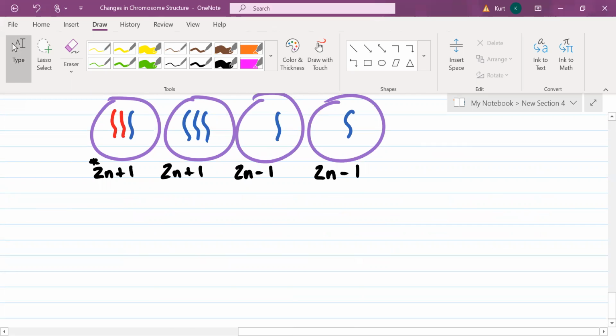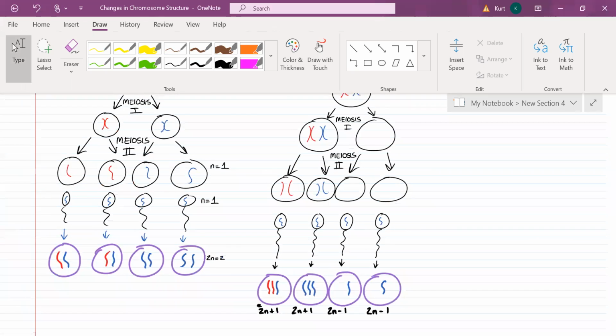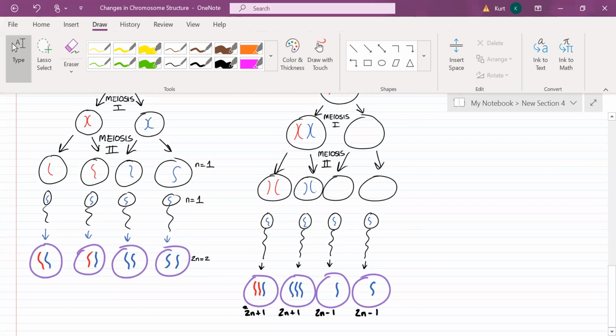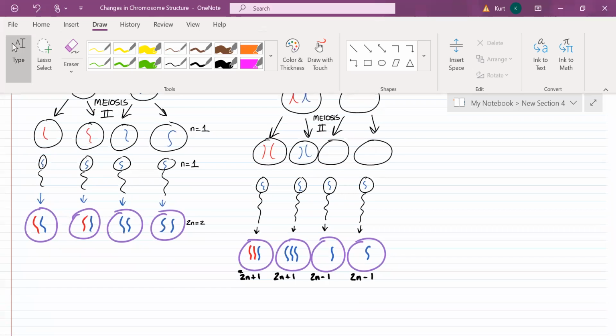So here's the big question I'd like to ask you. When you have non-disjunction take place in meiosis 1, what are the odds that you will form gametes that are aneuploidic? Is it 0%, 25%, 50%, 75%, or 100%? Dan? 100%. You're going to have a 100% chance of having zygotes that are aneuploidic. You'll have 2 that have an extra chromosome. You'll have 2 that are missing a chromosome. That is what happens when non-disjunction takes place in meiosis 1.